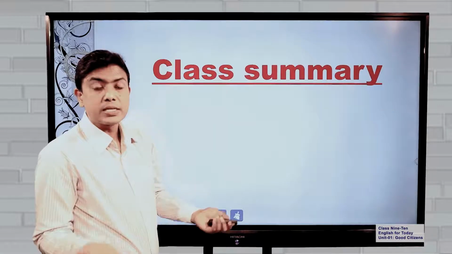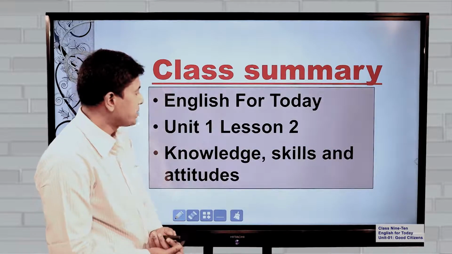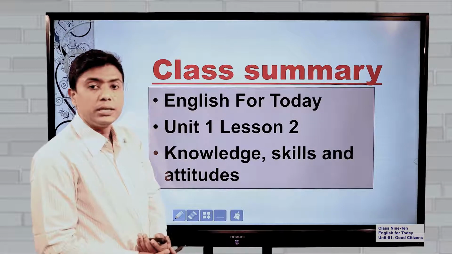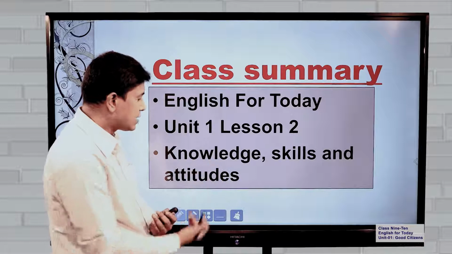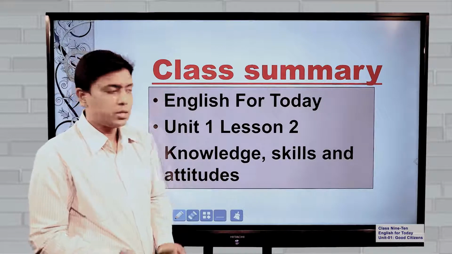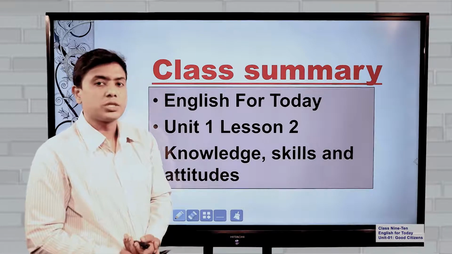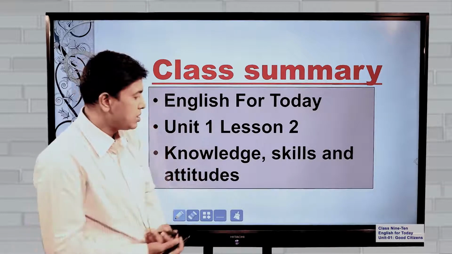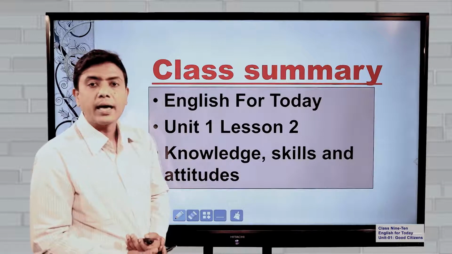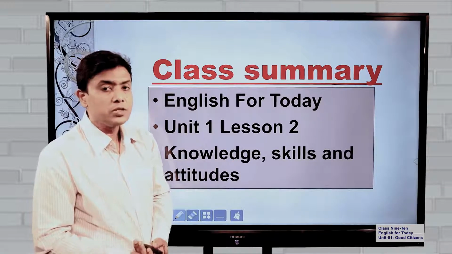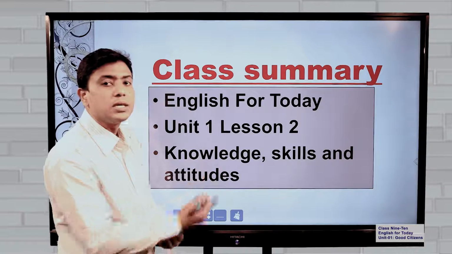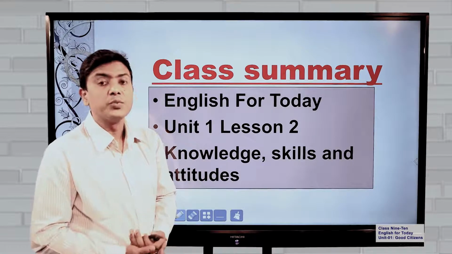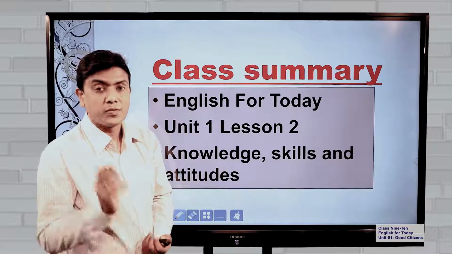Now, my dear students, let us recap what we have learned today. We have completed Lesson 2 of Unit 1, and we learned about knowledge, skills, and attitudes. We know that knowledge is a kind of information that we get from different sources. And by using the information, we apply it and have some skills. And eventually, with this knowledge and skills, we have a change in our mind, which is our attitude. And we should have positive attitudes. Very important.